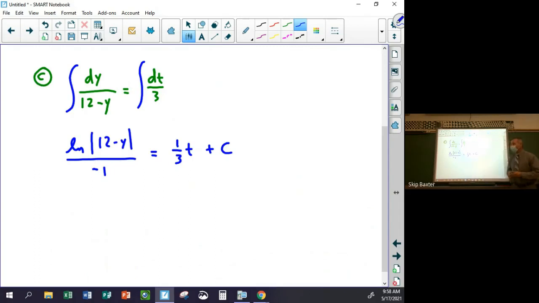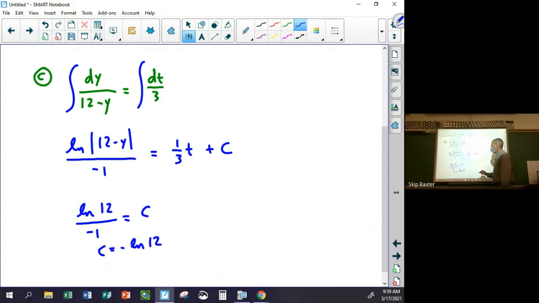What I would probably do, just to avoid sign errors from here on out, is find c first, then solve for y. But you have a choice, as always. You can either figure out what c is first, or you can solve for y first. I just don't want to make sign errors, so I'm going to solve for c first. So I get ln 12 over -1 equals c. C is ln 12.